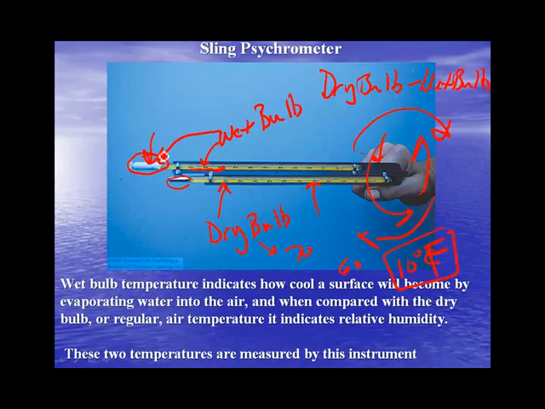The more evaporation that occurs, the more cooling we'll have on the wet bulb. Okay? So if there's more evaporation, we'll have more cooling, which means the air is drier. If there's hardly any movement at all, in other words, there's very little evaporation going on, there's very little cooling, then that means this particular wet bulb thermometer will not decrease in temperature.